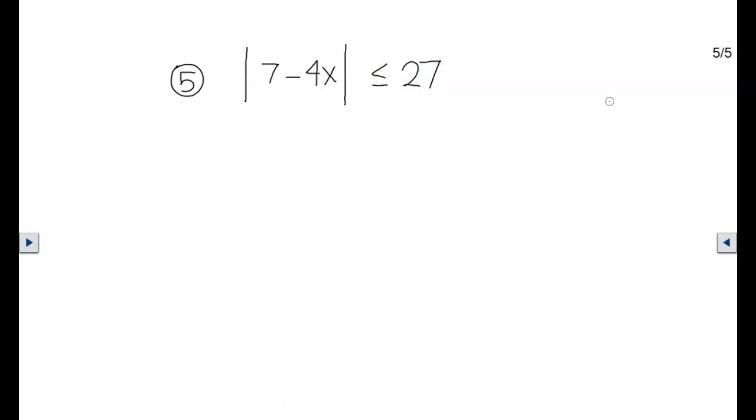On this number 5, we are taking the absolute value of 7 minus 4x, and that absolute value is less than or equal to 27. So that means that 7 minus 4x is less than or equal to 27 spaces from 0. So here's what we're going to do to solve this problem. We're going to do our 2 cases.